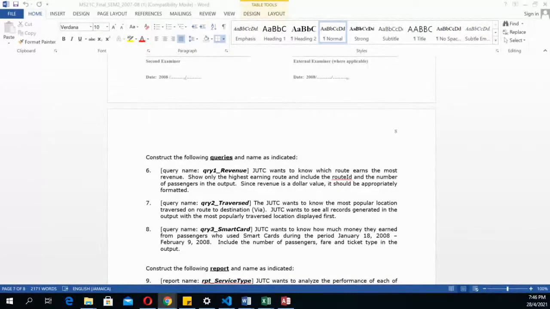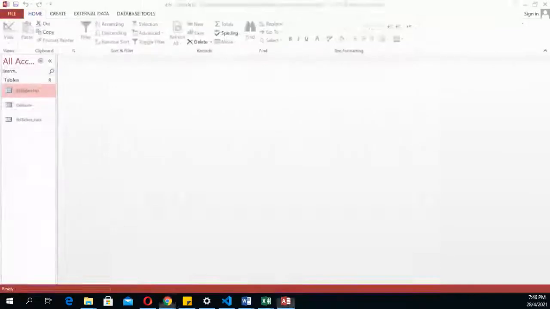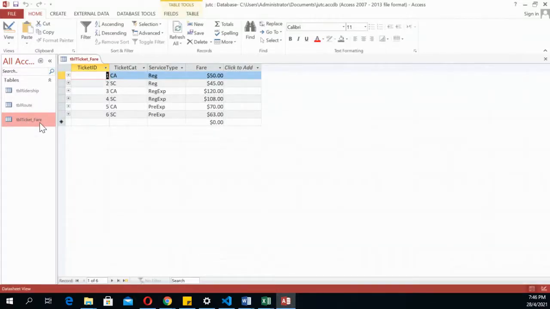What would be the approach for this update query? You can go back into Access, please. I want to see the tables, let me see what the question says. It's the ones with the cash tickets, so it would be the ticket table.